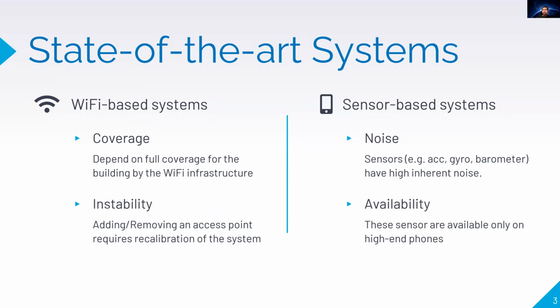On the other hand, we have sensor-based systems, which usually harness the onboard inertial sensors and/or barometer of smartphones to track the user floor by employing dead reckoning. Nevertheless, these sensors are noisy, leading to error accumulating over time. Additionally, all sensor-based systems require high-end phones to work, limiting their ubiquitous availability.